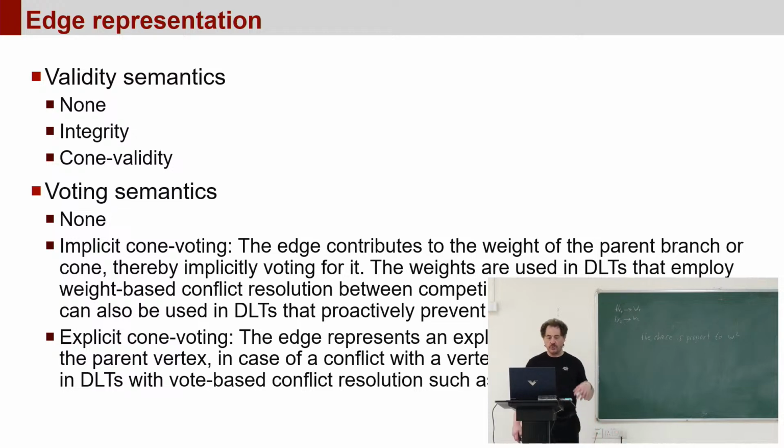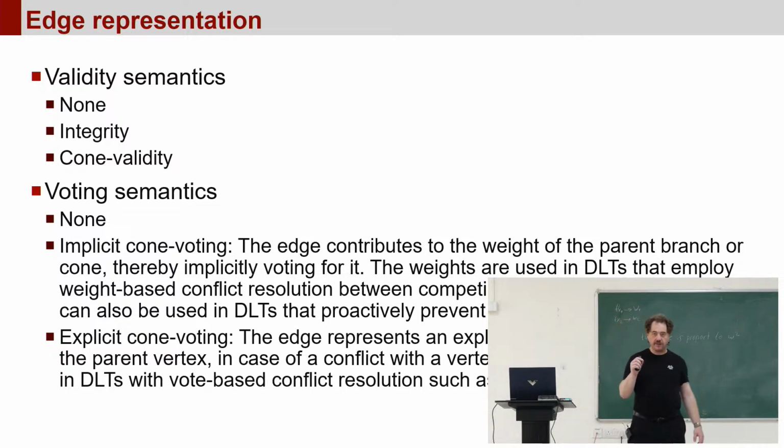And then, in addition to validity semantics, an edge may also represent voting semantics. So an edge from a later vertex may indicate that the later vertex votes for an earlier vertex in case of conflicts between different vertices.